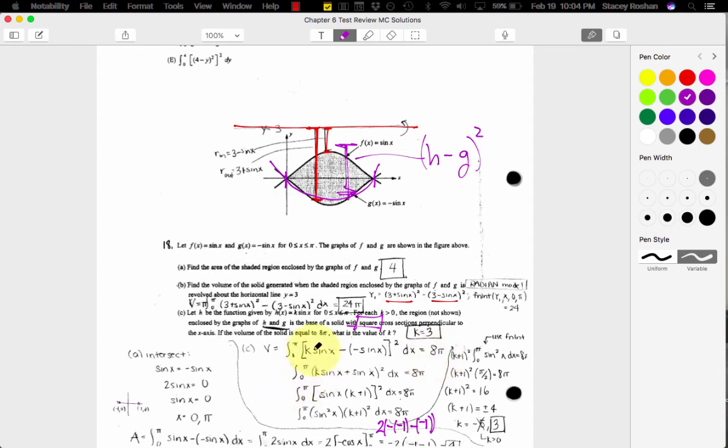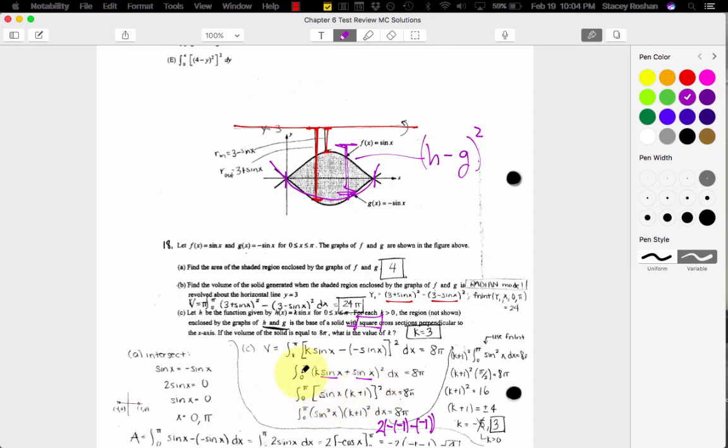I would do the antiderivative of k sine x plus, because minus minus is a plus, sine x squared dx equals 8 pi. Now, the next step that I did here was I noticed that the sine was in common, so I factored it out. So I got sine x times k plus 1, and that whole thing is squared. And then the next step is pretty neat.